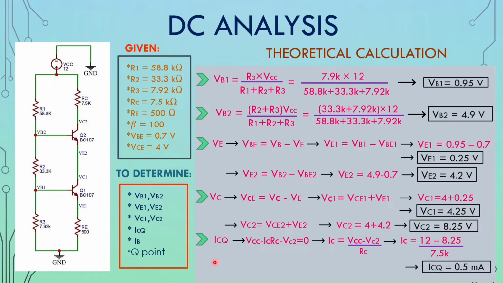Next, we are going to determine IB. Here we have a formula IC is equal to beta IB. From the formula, we get IB is equal to IC divided by beta. From this formula, we can get the IB values.